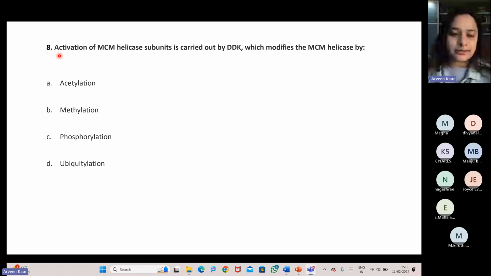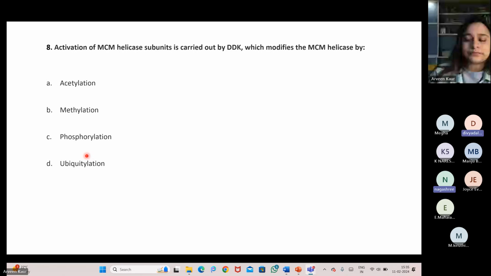The next question is: activation of MCM helicase subunits is carried out by DDK, which modifies the MCM helicase by which one of these? Is the modification acetylation, methylation, phosphorylation, or ubiquitination? Think about it a bit. I will tell you how to assess it even if you don't know the answer. Options. Yes, indeed, option C is the correct option.